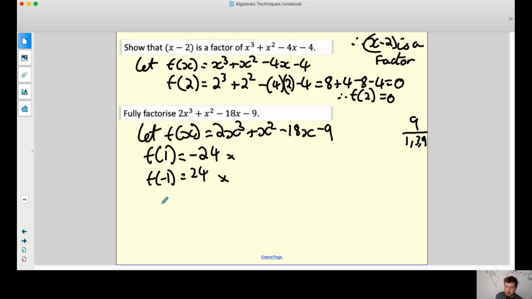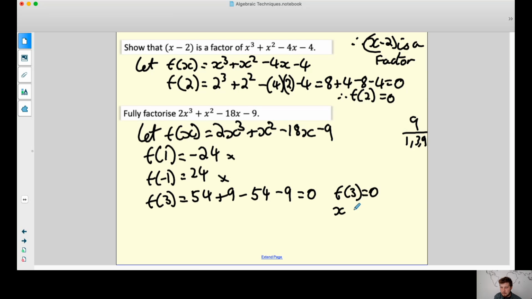So I'm going to now move on to 3. I'm going to try f of 3. And what does that give me? Well, 3 cubed is 27 times 2 is 54, plus 9, minus, well, 18 times 3 is going to be 54, minus 9, and that's going to give me 0. So therefore, I know f of 3 equals 0, so x minus 3 is a factor.